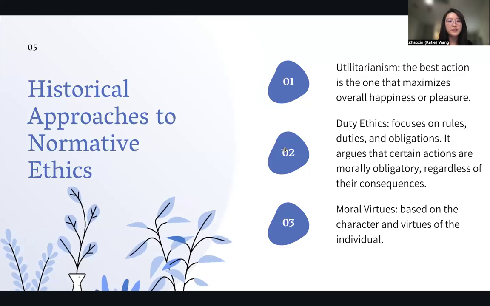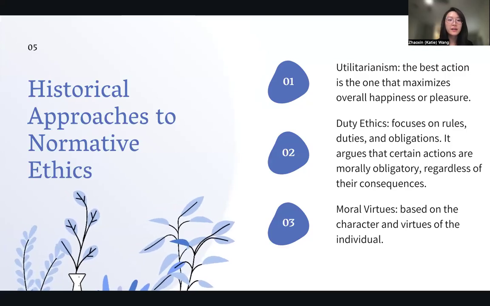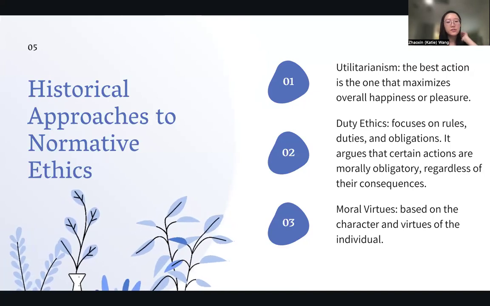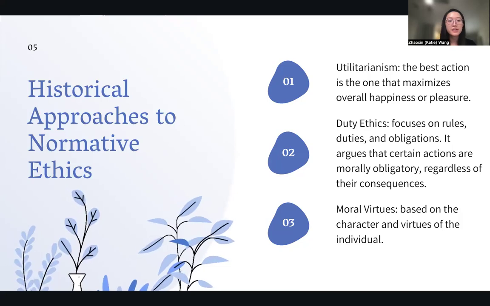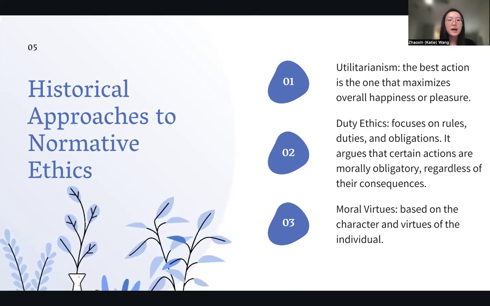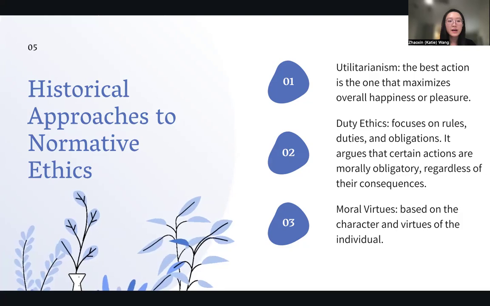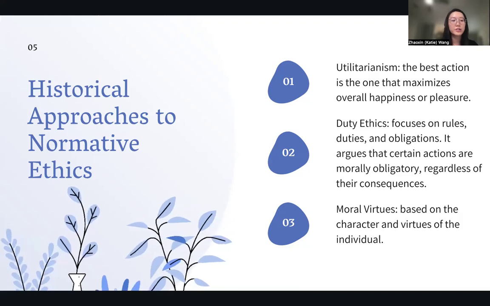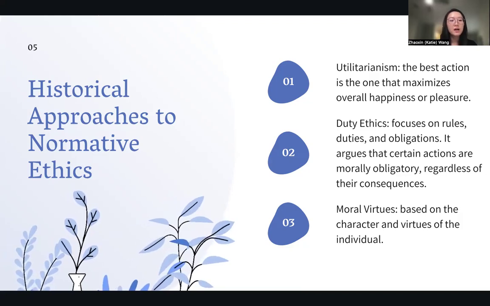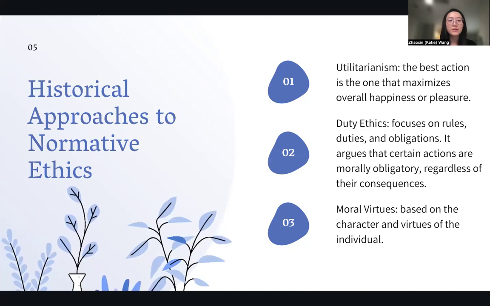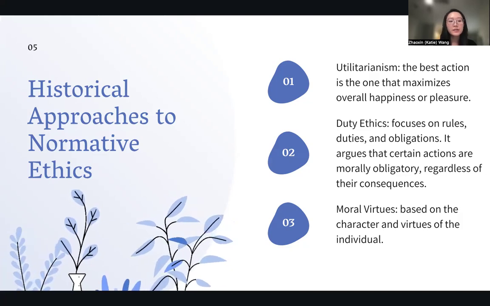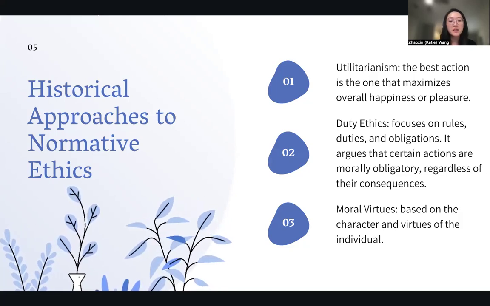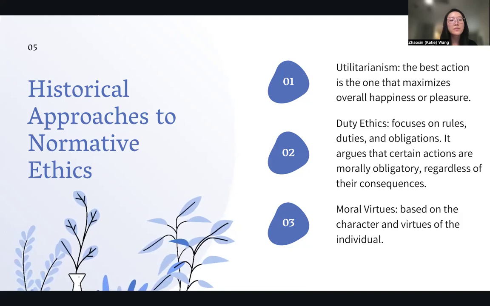First, we're going to talk about the historical approaches to normative ethics, the three types. The first one is utilitarianism. It is the ethical theory that holds that the best action is the one that maximizes overall happiness or pleasure. This approach is outcome focused, emphasizing the greatest good for the greatest number. Key figures associated with this approach are Jeremy Bentham and John Stuart Mill.